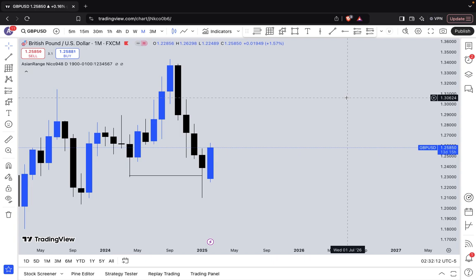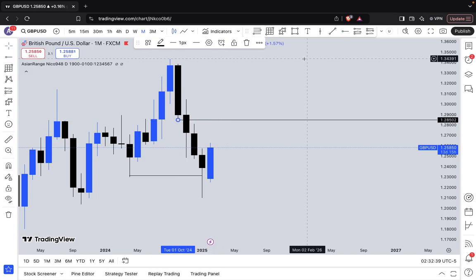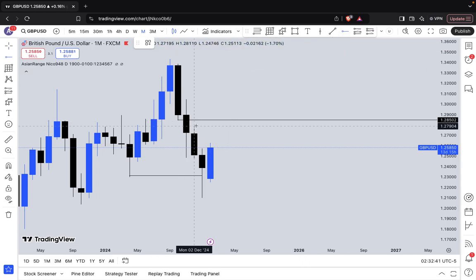You have fair value gap, you have order block or mitigation block. Now, if you take a look at this leg, you can see that this move has already mitigated this order block, right? Now, if you take a look at this move, do we have a fair value gap around it? Yes, we have. We will take a look at it.